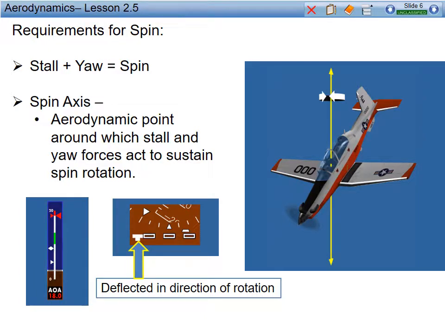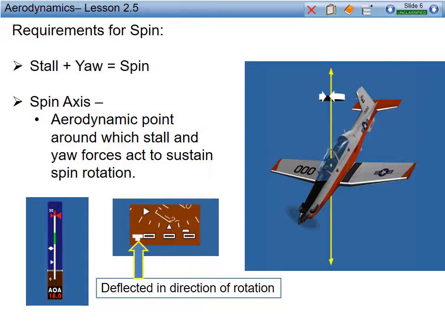Two requirements for a spin to occur. I need to have a stall, which means that I have to have an angle of attack that is greater than CL max AOA. But in combination with that, I also have to induce a yaw. So a stall and a yaw are what are going to equal spin. As that self-propagated aggravated spin is occurring, it's going to be rotating around what's known as a spin axis, that aerodynamic point around which the stall and the yaw forces act to sustain spin rotation. As you can see in the middle picture, that turn needle on the bottom portion is going to be always deflected in the direction of the rotation. The balance ball associated with that is going to be slid out to the right.